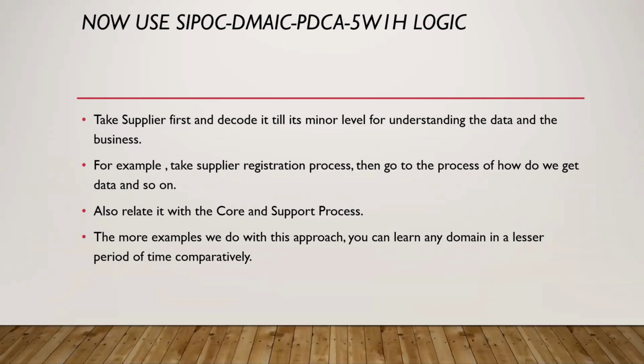Also, you have to correlate the core process and the support processes. Any support process will have a correlation with the core process. At least the metrics would correlate. If those are not correlating, then I think there is a problem within the business setup or the model. So with this technique, you can learn any domain in a lesser period of time comparatively.